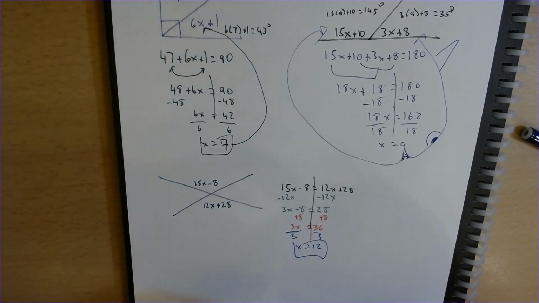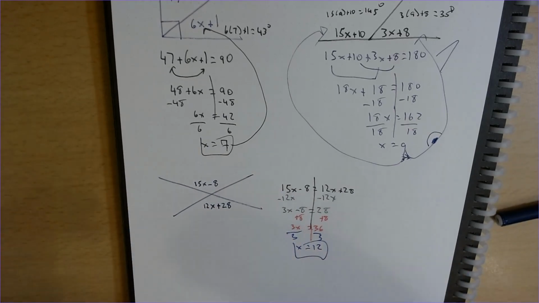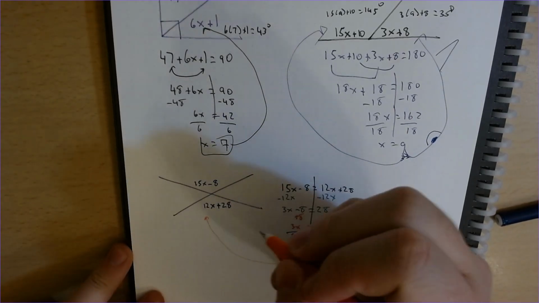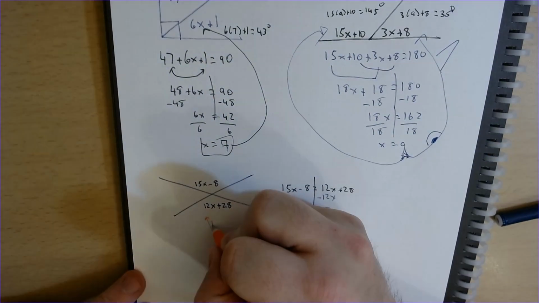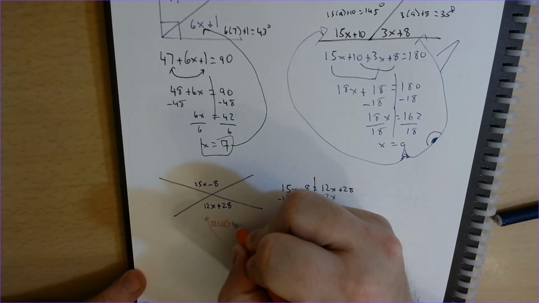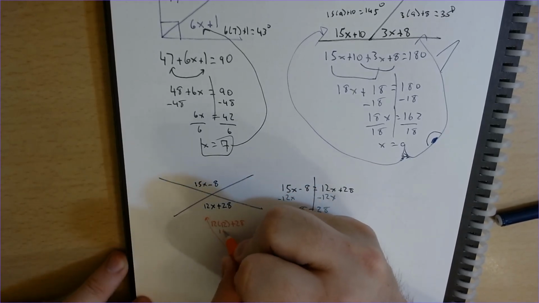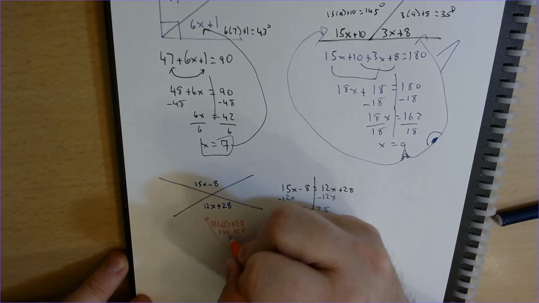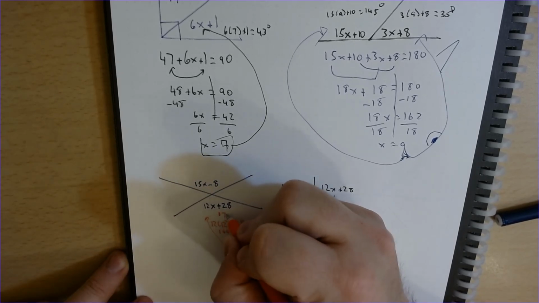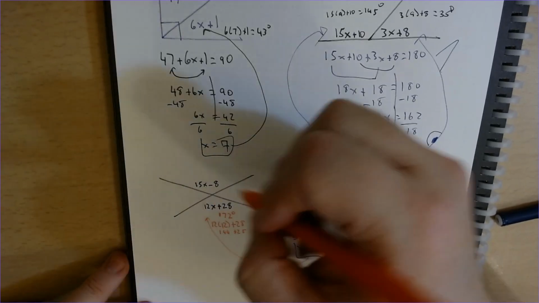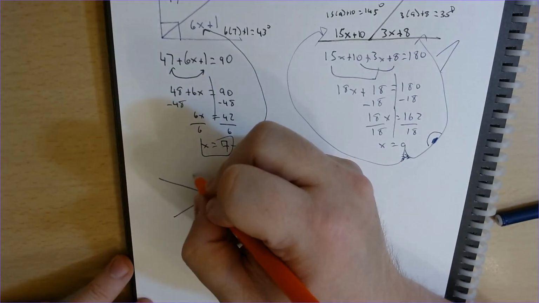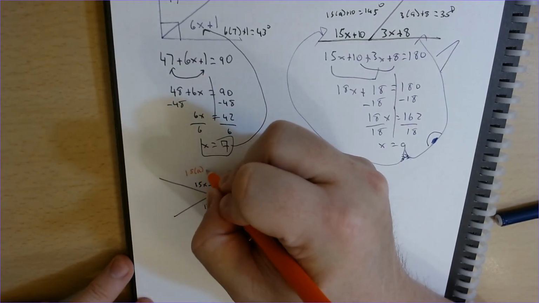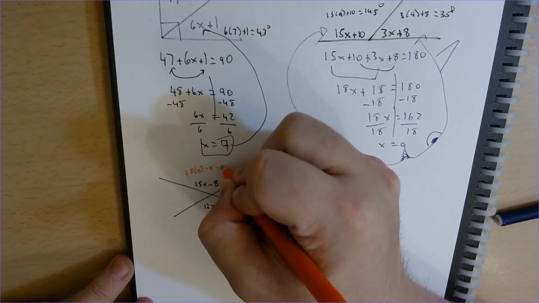But, like I said, most of the time I'm not going to ask you what is x. I'm going to ask you what are all these angles here. So you got to plug it back in. 12 times 12 plus 28 is 144 plus 28, which is 172. If you want to really check your work, you could plug it into this side, but you should know that these are equal. 15 times 12 is 180. 180 minus 8 equals 172 degrees.